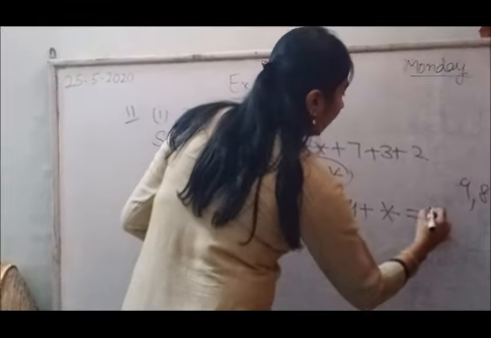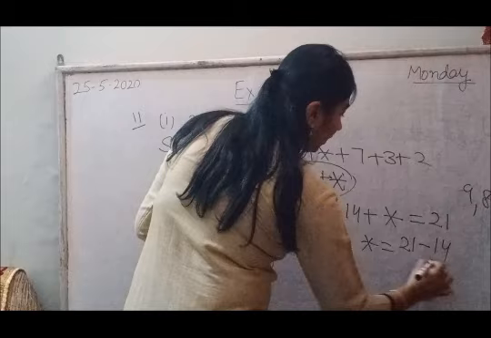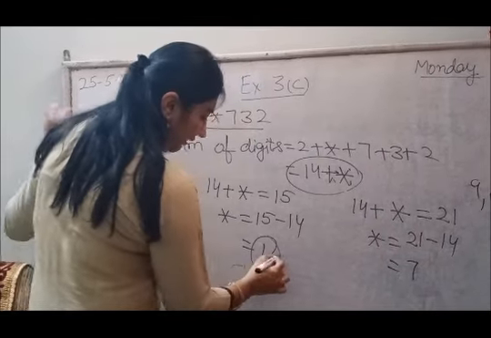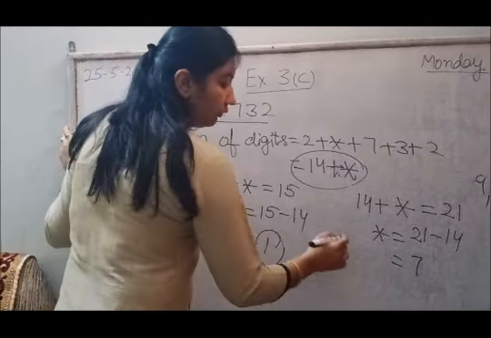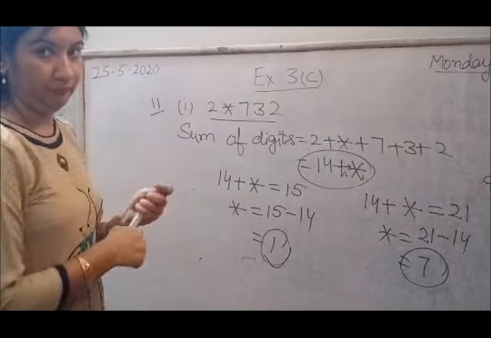21 is divisible by 3, so we will use that. So what is the value of star? 21 minus 14, that is 7. So 1 is the smallest value for star and 7 is the greatest value for it.